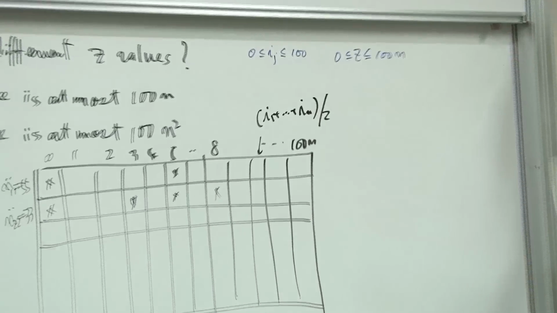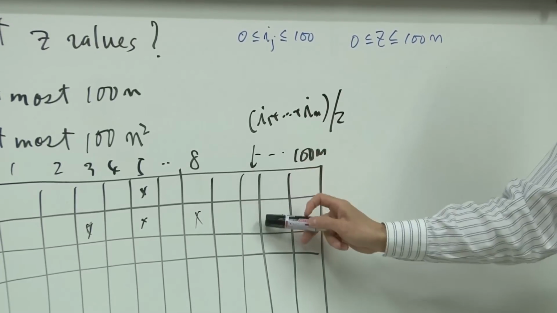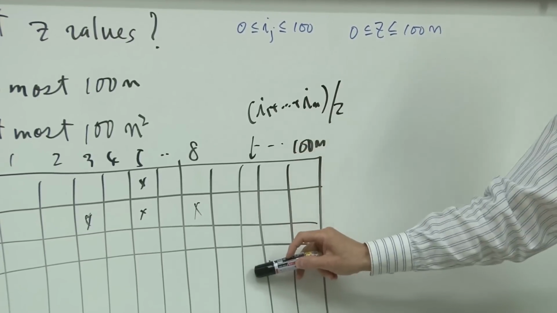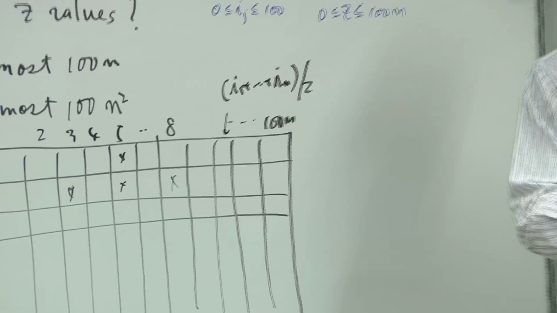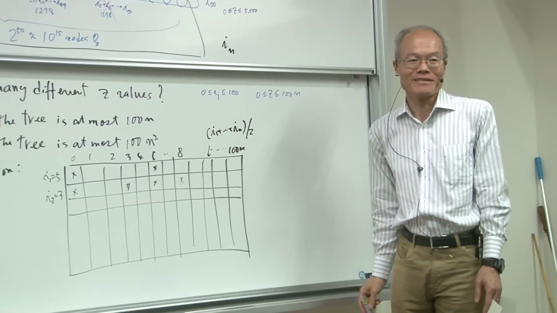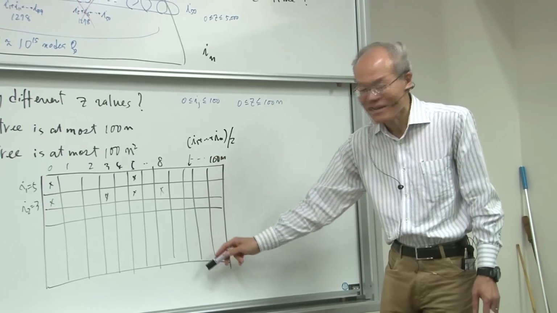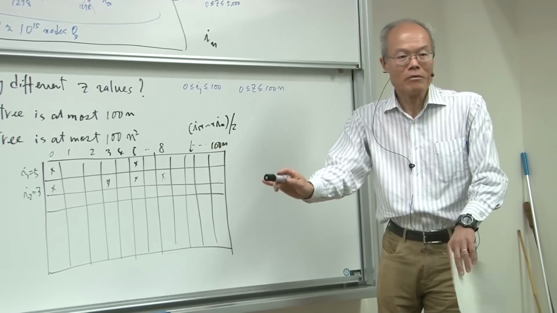After completing this table, you look at the column that is one half of the total sum. If there is a mark, then you have a correct division, a correct partition. If there is no mark, then the answer is no.